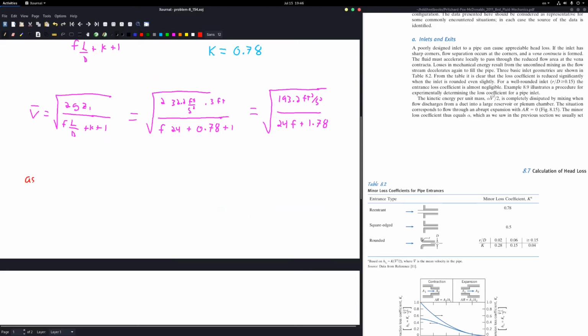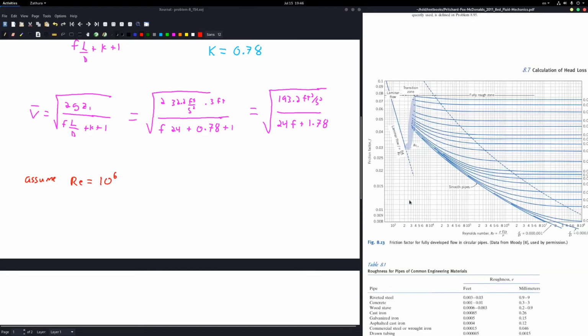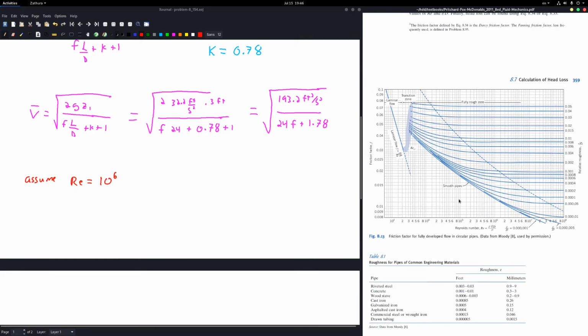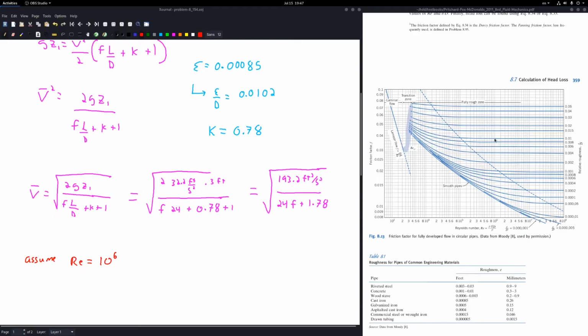Now, because f is a function of the Reynolds number and the Reynolds number is a function of our velocity, we have to make an assumption of our initial Reynolds number and then proceed to check to see if our initial assumption was correct. Here, my first assumption, I will assume that the Reynolds number is 10 to the 6. Using a relative roughness of 0.0102 and our Reynolds number, we can find that our friction coefficient will be about 0.038.